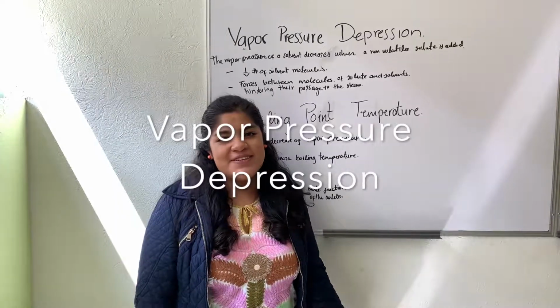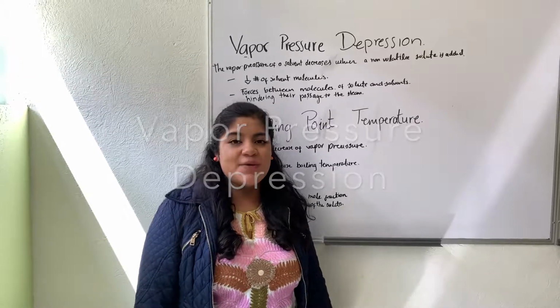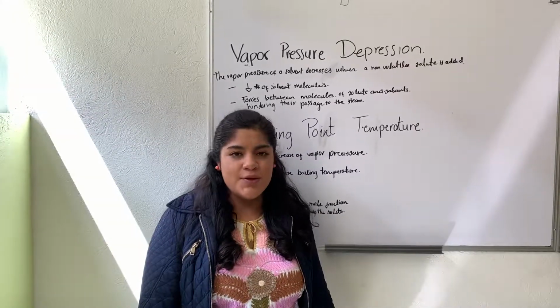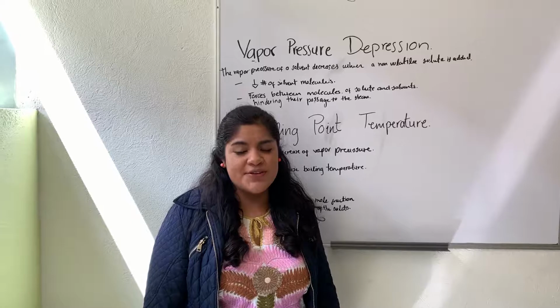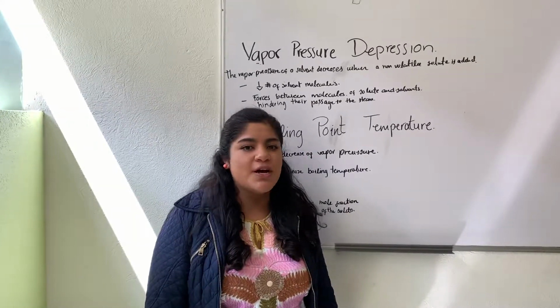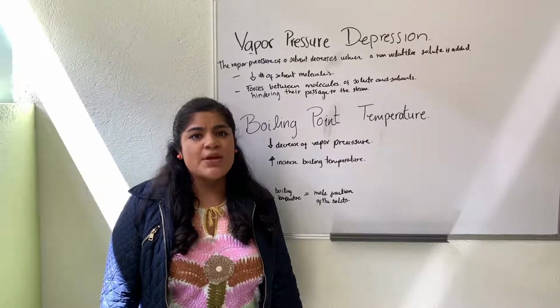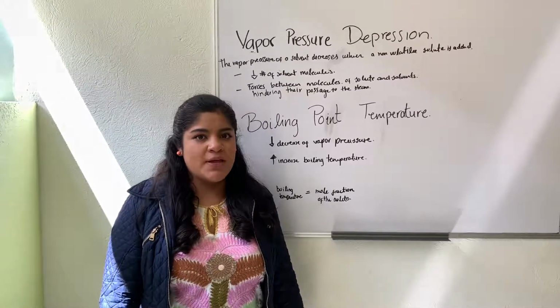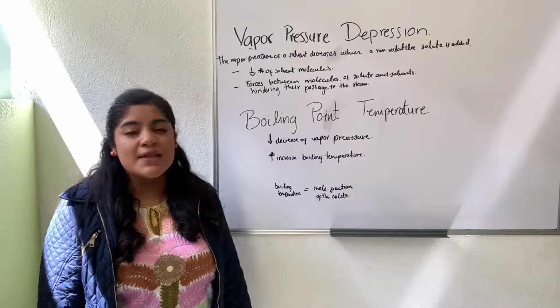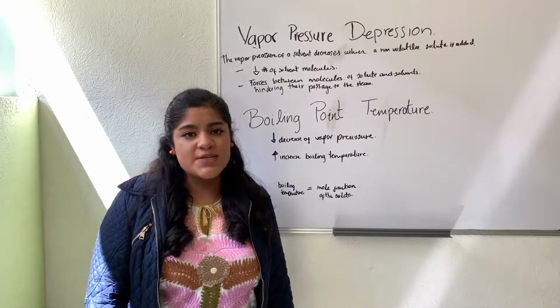The vapor pressure of a solvent decreases when we add a non-volatile solute, and this depends on two very important factors, which are the decrease of the number of the solvent molecules and the appearance of forces between the molecules of the solute and the solvent, hindering their passage to the steam.